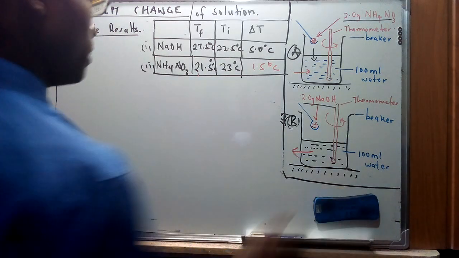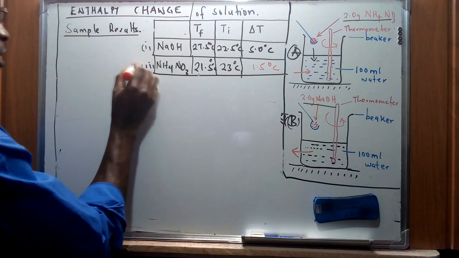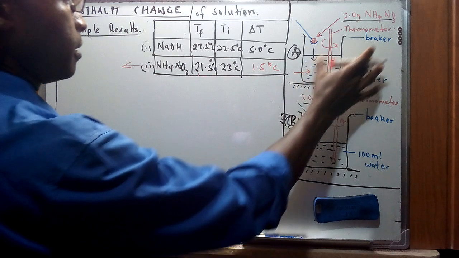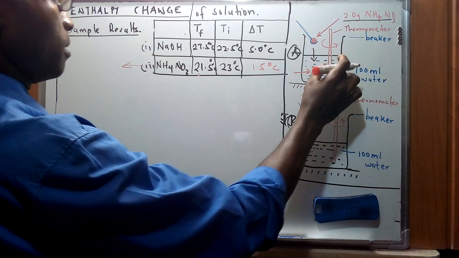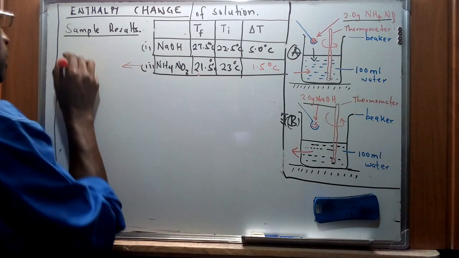So basically now I can just use this remaining space here to imply that the taking in of heat from the surrounding to the system is endothermic.